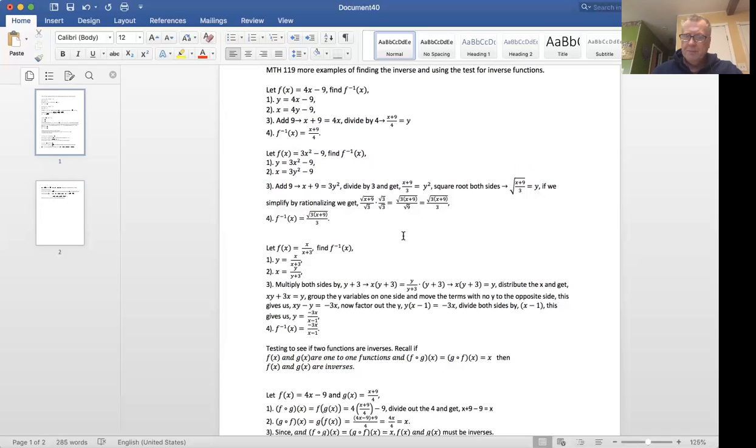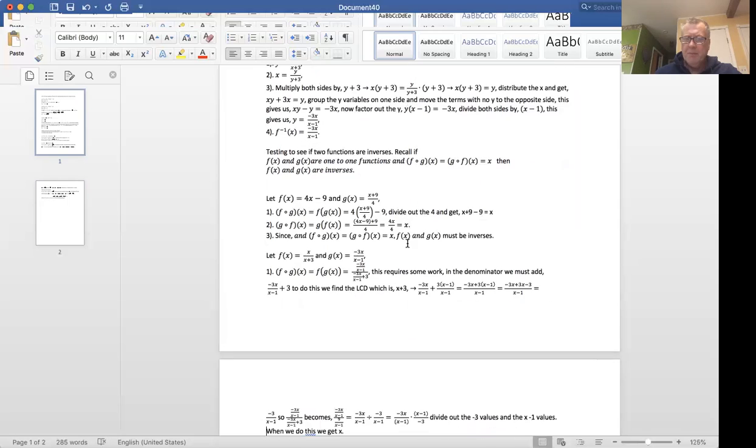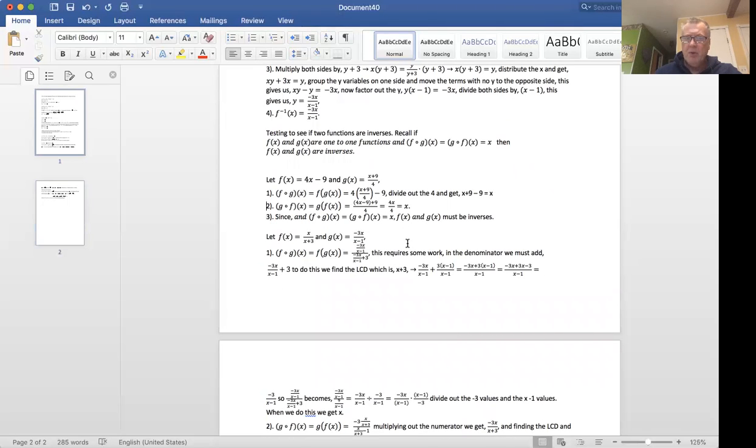When we have a rational function, it's a little bit trickier to find the inverse. So let me scroll up here a little bit so we can have that more clearly in view. Went a little too far there, sorry about that.